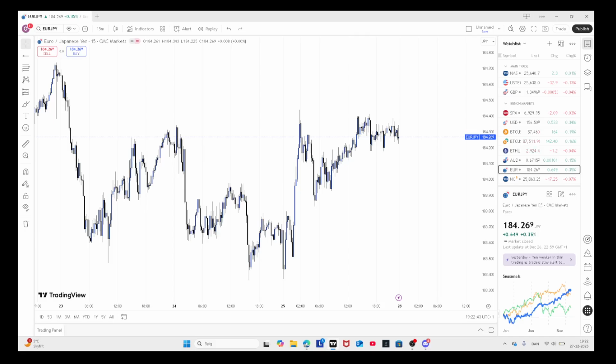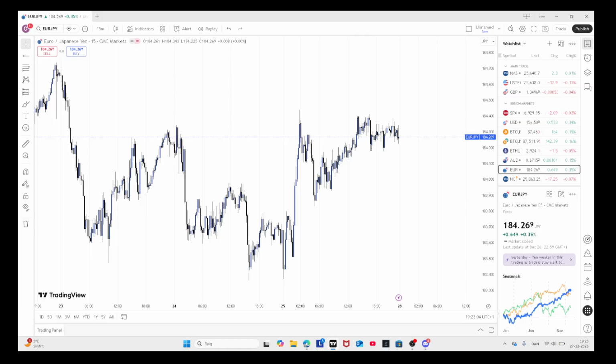Price doesn't instantly flip from bullish to bearish. It usually, most of the time, not always of course, ranges, breaks structure, and then confirms direction. And this is where patience really matters.